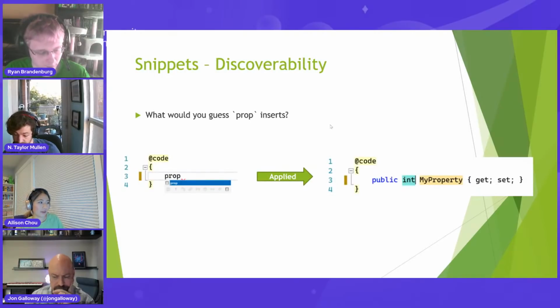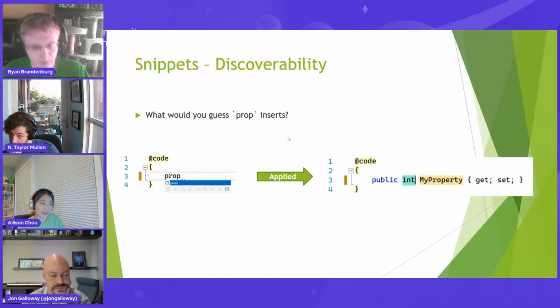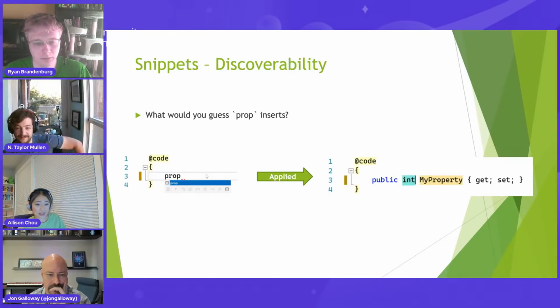So in terms of discoverability, looking at this for the first time, what would you guess that prop inserts? As a first-time user, you probably wouldn't expect that it inserts public int MyProperty, and so on. There's just nothing in the prop name that indicates exactly what it inserts. So that's one of the problems that we're trying to solve here.